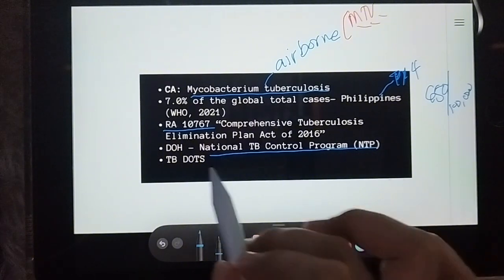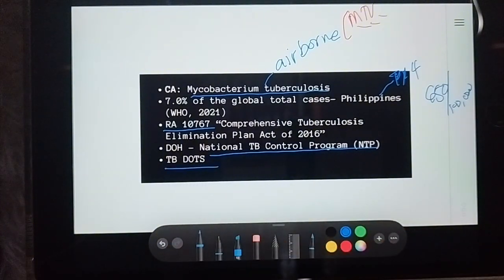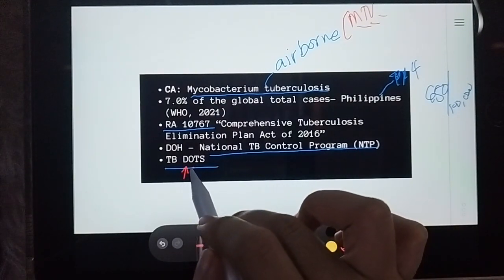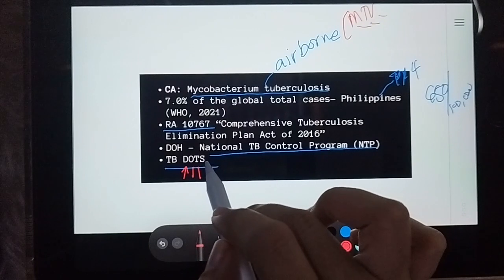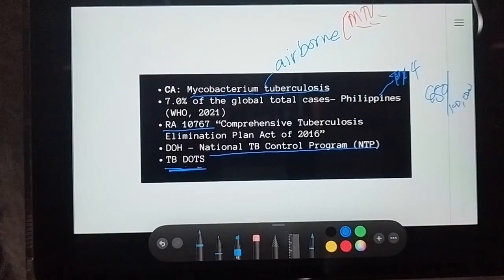Next, alam niyo ba kung anong ibig sabihin ng DOTS sa TB DOTS? Ang ibig sabihin pala niyan is directly observed treatment short course. Meron tayong mga TB DOTS center all throughout the country, and libre yung medications natin para sa patients with TB. Ang tuberculosis is a highly curable and preventable disease. Meron tayong mga vaccinations na available even sa newborn. Again, libre yung medications.